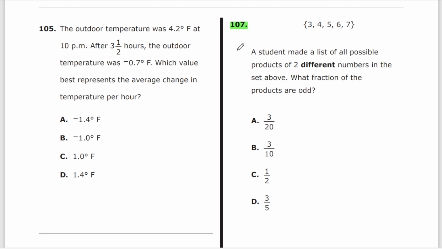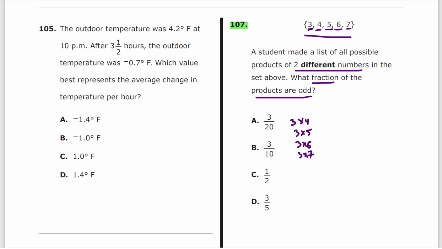The next problem, problem 107, test B, SHSAT 2024. A student made a list of all possible products of 2 different numbers in the set above, right here. What fraction of the products are odd? So we have to list all the combinations. So essentially, the student takes the first number, say 3, then multiplies it by 4. So 3 times 4, that's the first product, then 3 times 5. Then 3 times 6, 3 times 7.